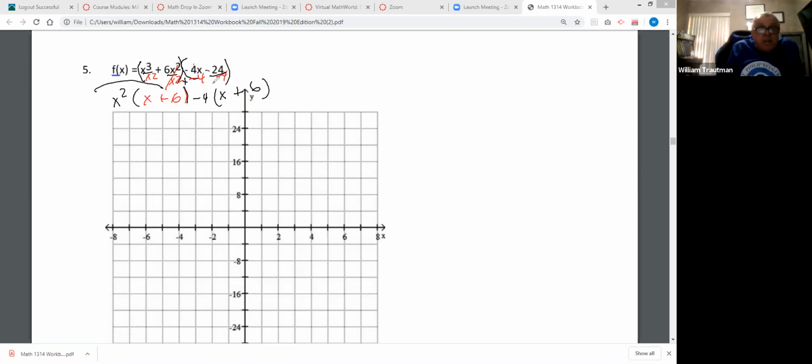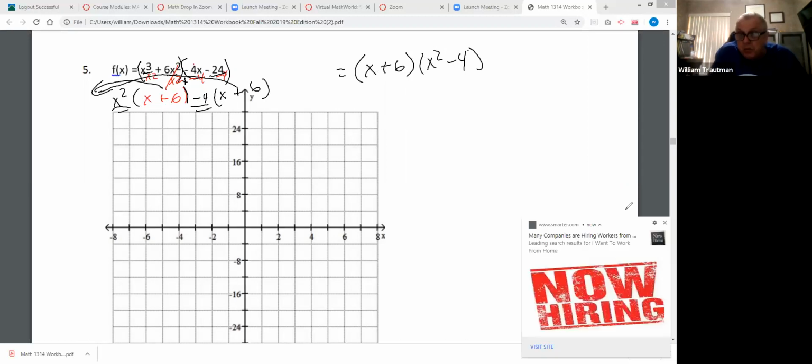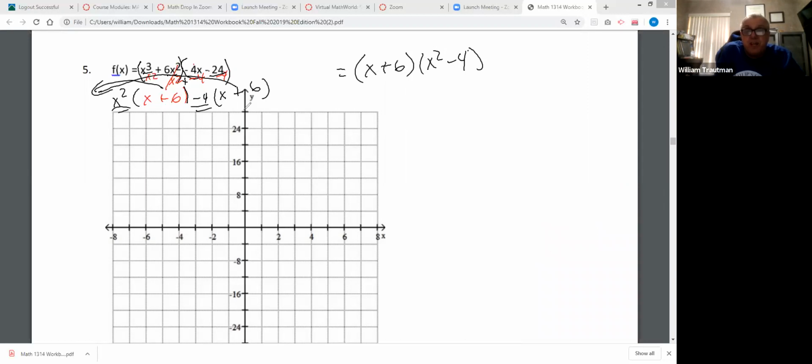Then we're going to factor out the parentheses. So we get an x plus 6 that factors out, and then we're left with x squared minus 4. Okay, so we factored it, except we're not done. This is 2 terms. You have to recognize that we're factoring 2 terms here with this x squared minus 4, so you have to factor this all the way.